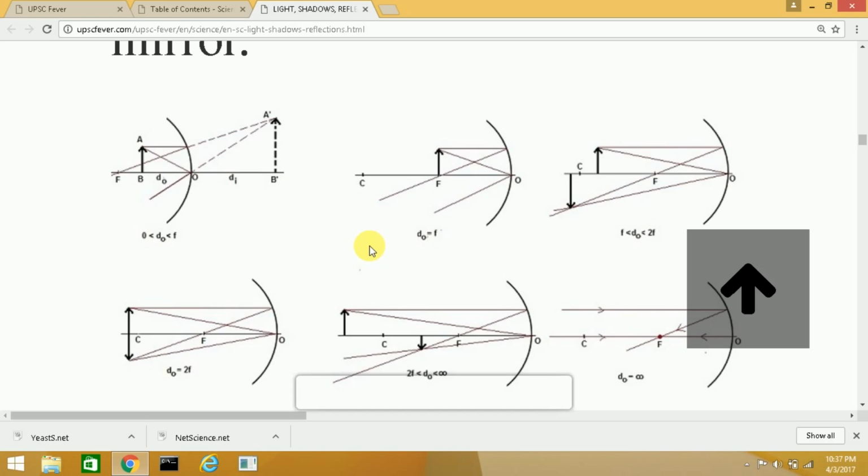Images of concave mirrors can either be real or virtual, inverted or erect, or of the same size, larger size or smaller size, and all this depends upon the position of the object with respect to the mirror. So you can see this is a virtual image, whereas in this case we get a real image. You can also see a real image here. This is inverted and small. This is of the same size. So depending upon the position of the object with the mirror, we get different types of images.